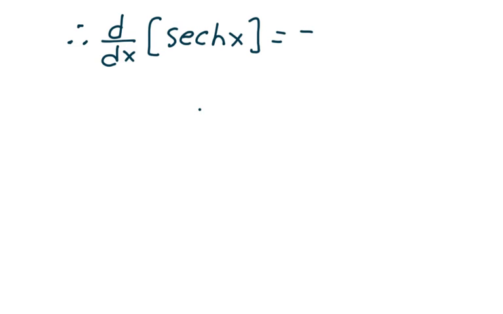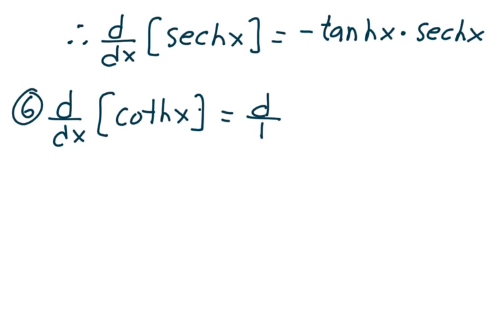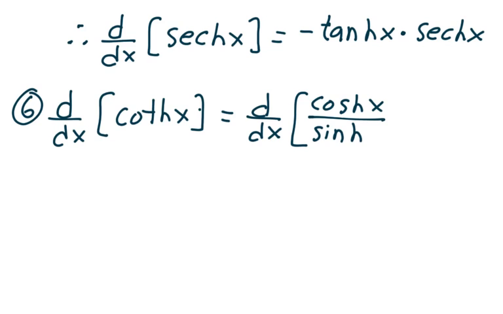And so therefore, the derivative of hyperbolic secant x is negative hyperbolic tangent x times hyperbolic secant x. And then the very last one is number 6. Suppose we want the derivative of hyperbolic cotangent x. But that's the derivative of hyperbolic cosine x divided by hyperbolic sine x.